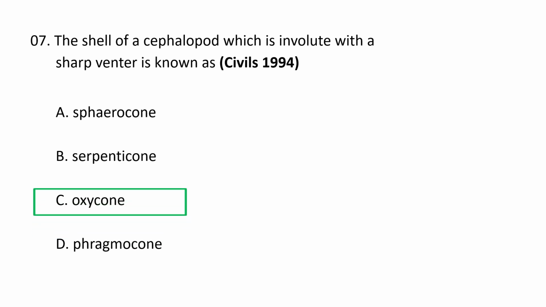Oxycone. The shell of a cephalopod that is involute, that is tightly coiled with the outer whorl covering the inner ones, with a sharp venter, that means a narrow, acute or keeled ventral side, is known as oxycone. C is the correct option.